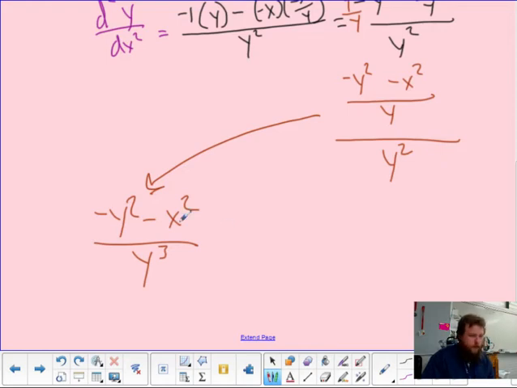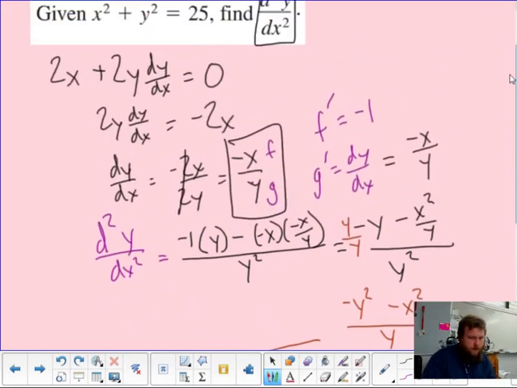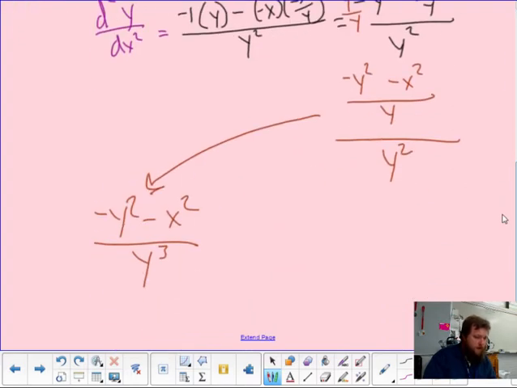So negative y squared minus x squared. And what can we do from here? Well, we know from our original function that x squared plus y squared equals 25. So I'm going to factor out that negative.